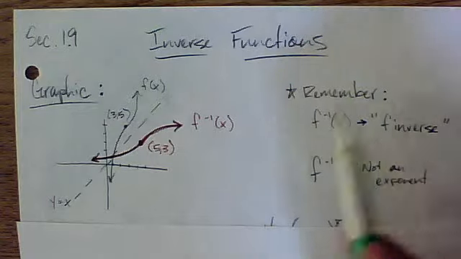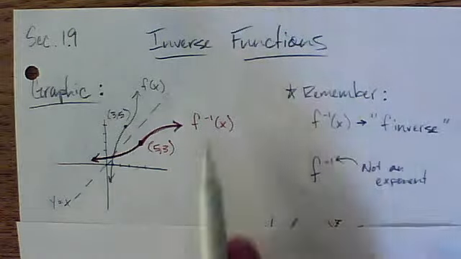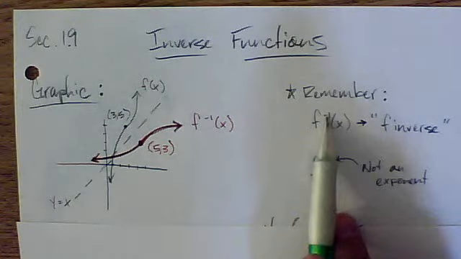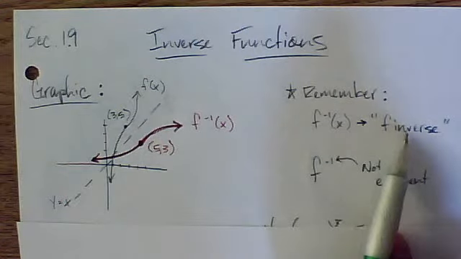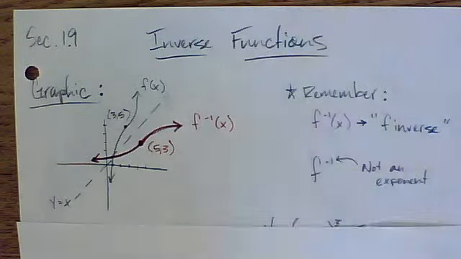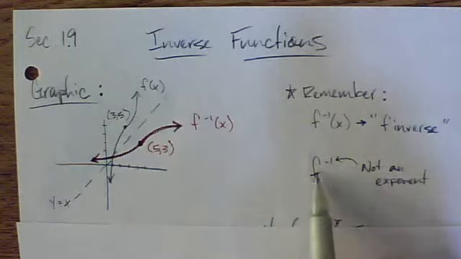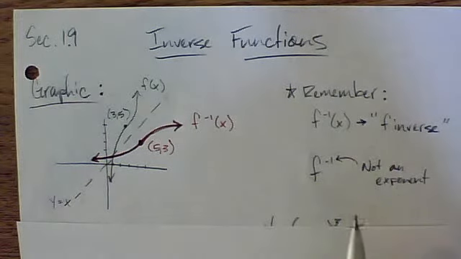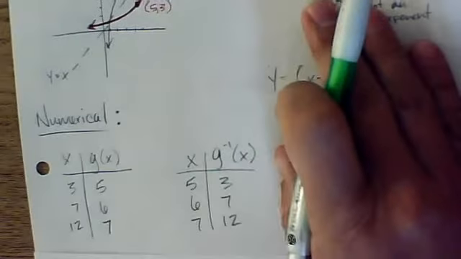Now as far as notation goes, you may be wondering what this is. Remember that f to the -1 right there? That just means f inverse. It's a symbol that means f inverse. This is not an exponent, so this is not 1 over f. Okay? Numerically, pretty much the same thing.